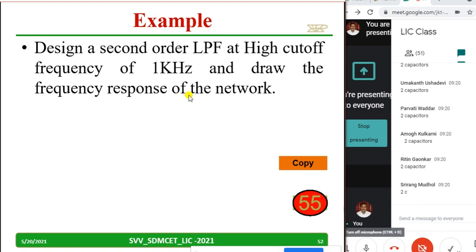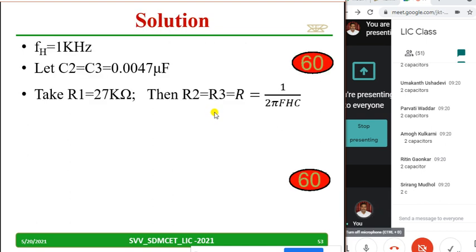Low pass filter only. High cutoff frequency is 1 kHz, but instead of first order we are talking about second order. So now do this. Given FH equal to 1 kHz, let C2, C3 equal to 0.0047 microfarad, so that everybody in the exam also usually try to take C equal to either 0.01 or 0.0047, any one, so that answers will be unique for most of the students.